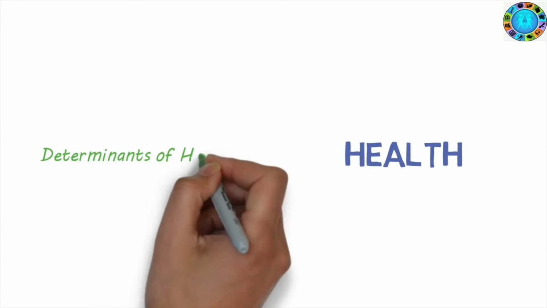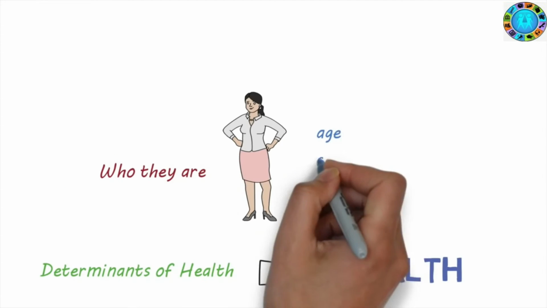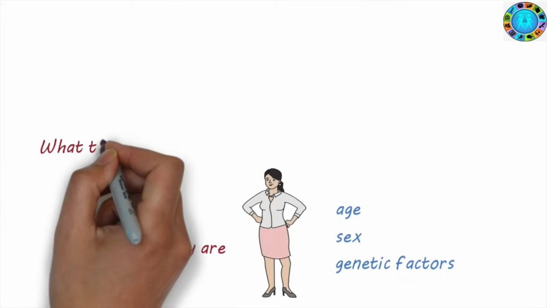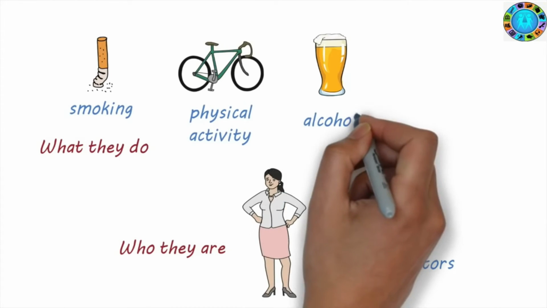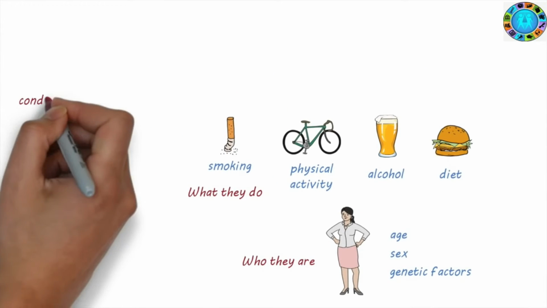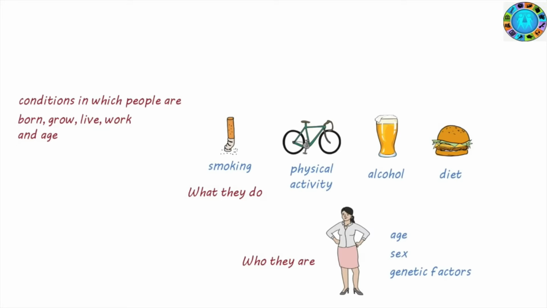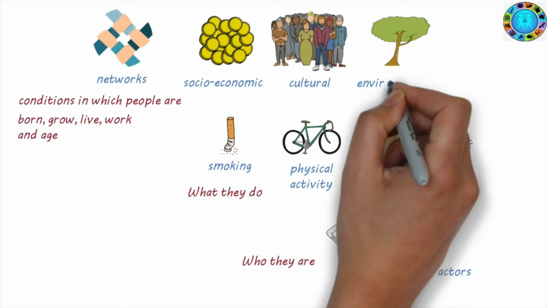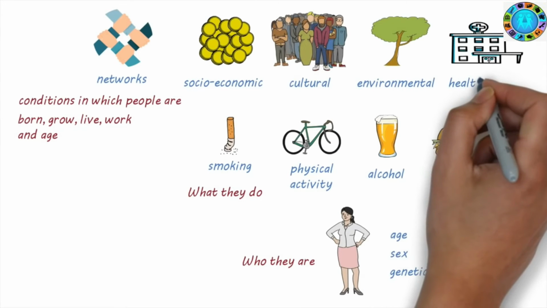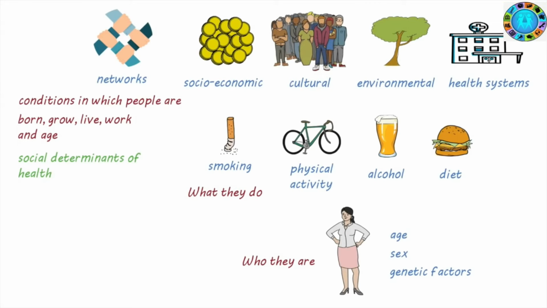A person's health is influenced by a range of factors called determinants of health. These include who they are, individual factors such as age, sex, and genetic makeup, and also what they do. This includes their health behaviors such as smoking, physical activity, alcohol use, and diet. Health is also largely influenced by the conditions in which people are born, grow, live, work, and age. These include their social and community networks, the socioeconomic, cultural, and environmental conditions that people live in, and also health systems. These are collectively called the social determinants of health.